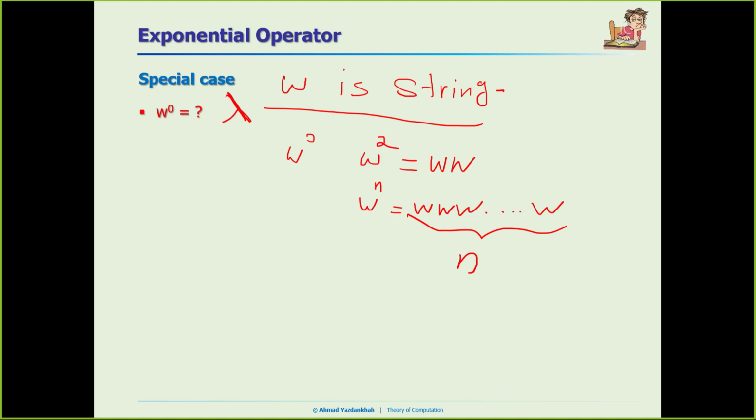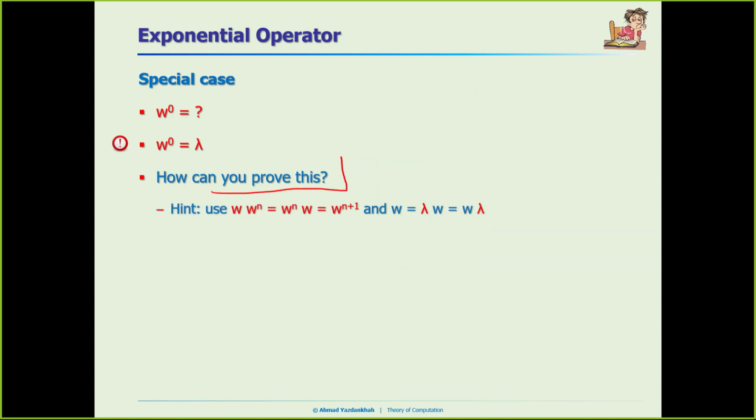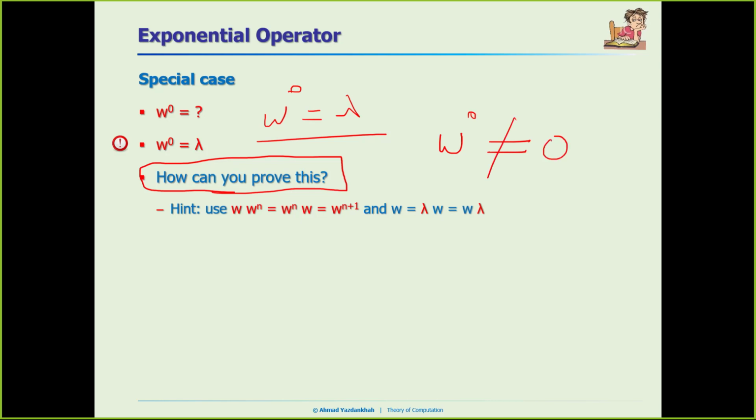That's lambda. But I'm going to ask you to prove that. Mathematically, you should be able to prove that. Try to prove why W to the 0 is equal to lambda. It is the source of confusion, I know that, because your mind is set based on algebra. So W to the 0 is not equal to 0 or even 1 or whatever.